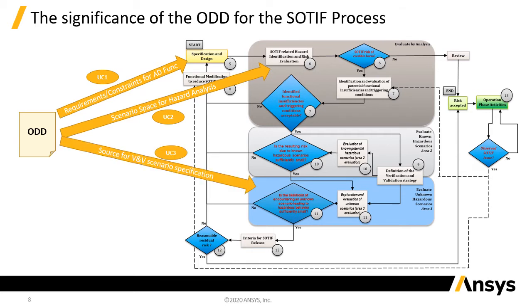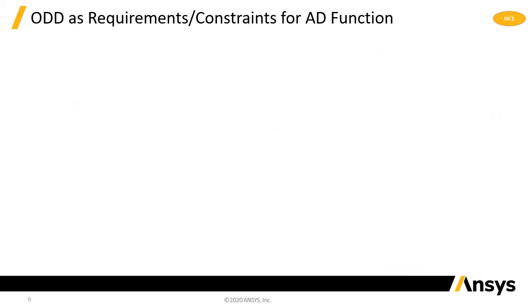Then, of course, use case number three, the ODD also serves as a source for verification and validation scenario specification in the V&V cycles that you see here below. And what comes along with it is the quantitative part. Use case number four, the ODD can help establish metrics to rate the ODD coverage by V&V scenarios. When am I done with testing, if you want? Let's guide you through some of these use cases.